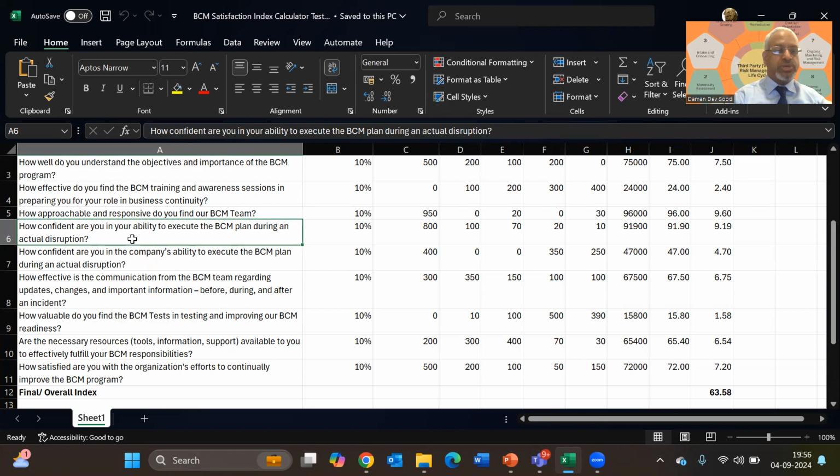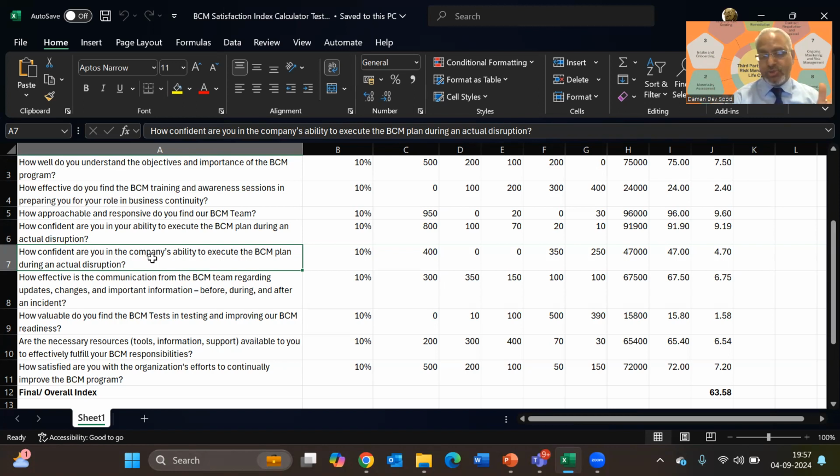How confident are you in your ability to execute the BCM plan during an actual disruption? But people in your organization find that they have less faith or confidence in the company's ability to execute the BCM plan during an actual disruption. How and why? You will have to go deep, do a little more analysis, maybe ask for the reason also. Many surveys do that. If you are giving me a low score on any question, then please tell me a little more so that I can draw up an action point out of that.